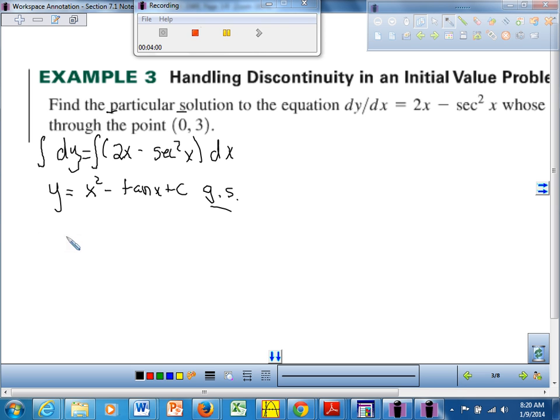So we have a point (0, 3). Let's plug that in. We get 3 equals 0 squared minus, what's the tangent of 0? It is 0. Plus c. So we get c equal to 3. So our particular solution is y equals x squared minus tan x plus 3.